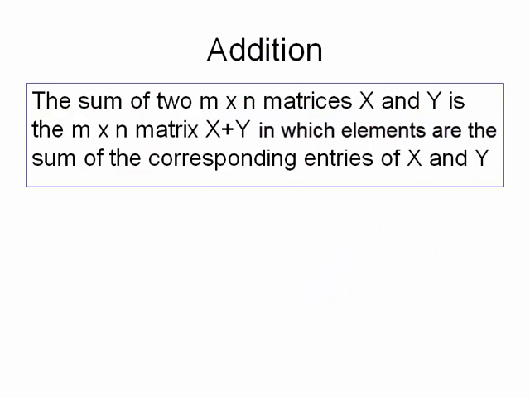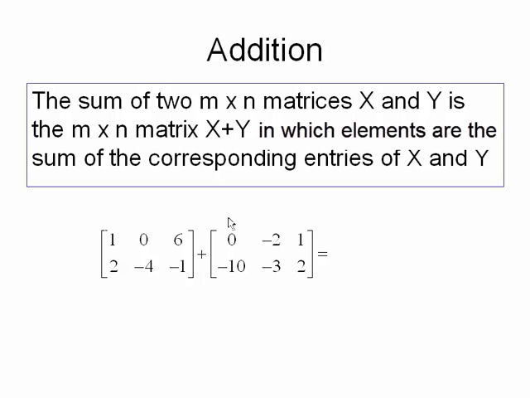Now we need to talk about what it means to add matrices. The sum of two m by n matrices, capital X and capital Y, is another m by n matrix, X plus Y, in which the elements are the sum of the corresponding entries in X and Y. What this basically means is when we want to add two matrices together, all we have to do is add their corresponding entries.